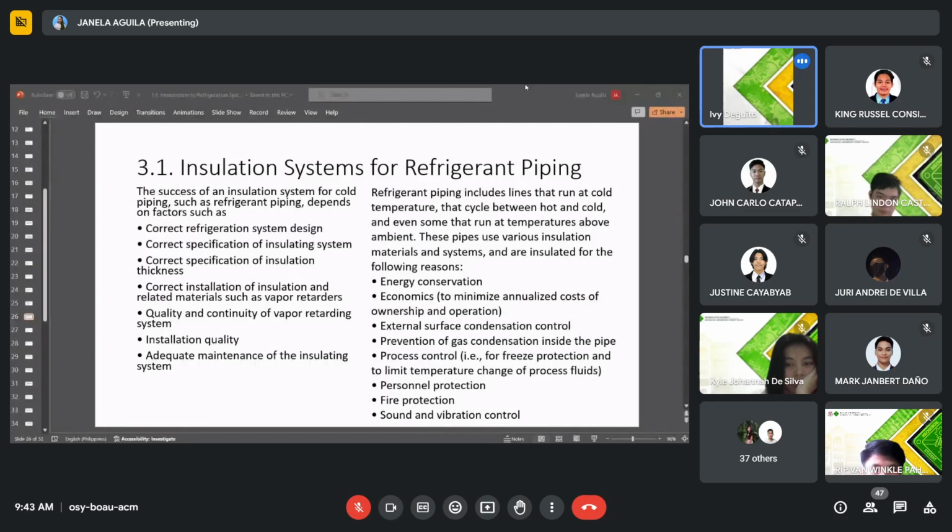So, sorry po. Yung vapor retarders ay tinatawag din na vapor absorber. So, yung vapor absorber is nire-regulate niya yung vapor na pumapasok sa system. And yun din, tumutulong siya para ma-prevent yung pagpasok ng moisture sa mga insulation. Kasi kapag nakapasok yung moisture sa mga insulation natin, pwede siyang mag-cause ng mold growth at corrosion.